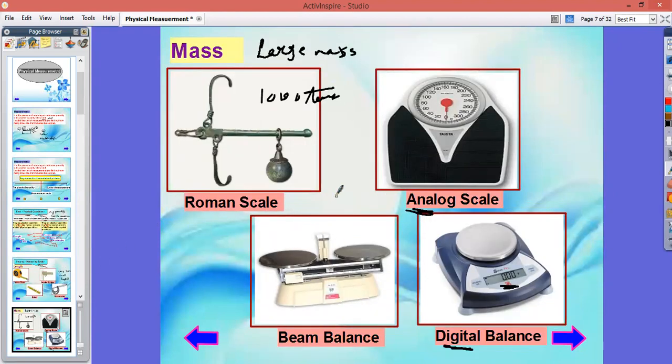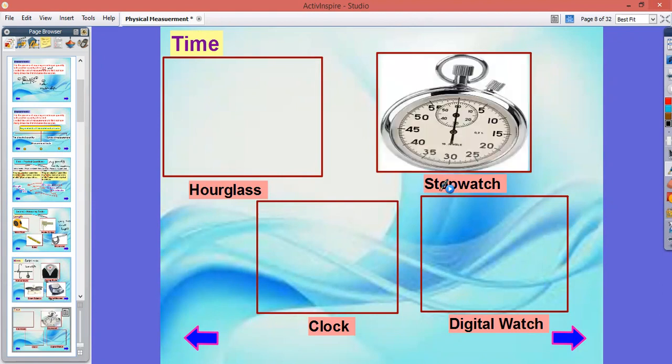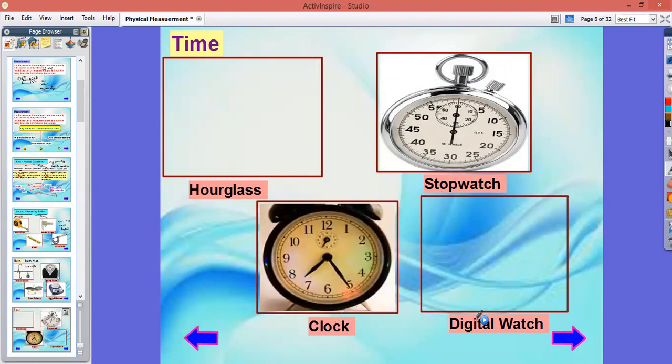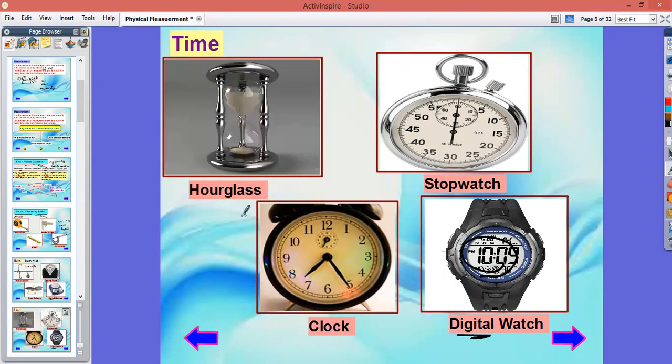Now we'll talk about the measuring tools used to measure the time. What are the tools used to measure the time? We have four tools also. Stopwatch, all of us know the stopwatch. Clock, all of us have a clock. Digital watch, any tool that uses numbers to measure is called digital.